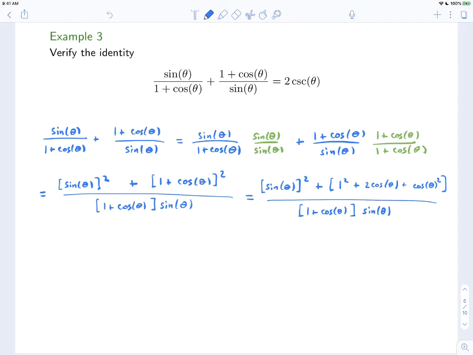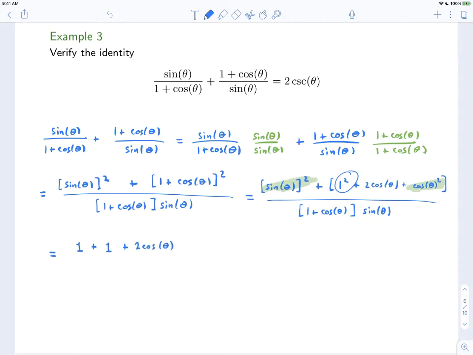All right, well now what have we got in the numerator? Well, 1 squared, that's just 1. But we also have a sine theta quantity squared and a cosine theta quantity squared. Sine squared plus cosine squared is 1 by the Pythagorean identity. So if we add those together, we end up with 1 plus 1 squared, which is 1, plus 2 cosine theta.